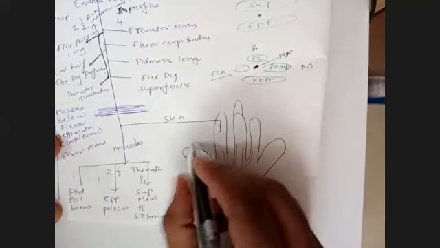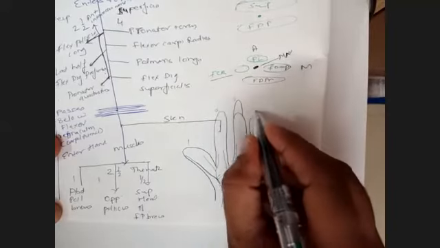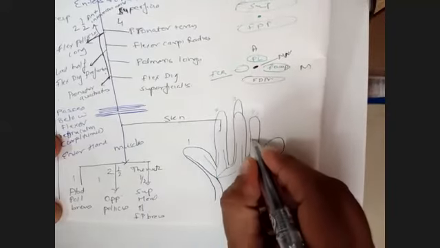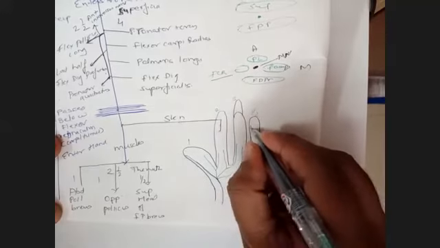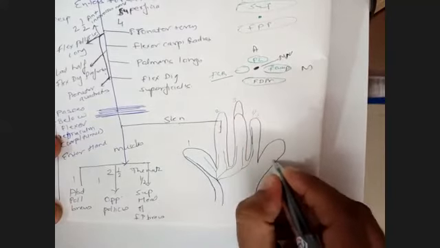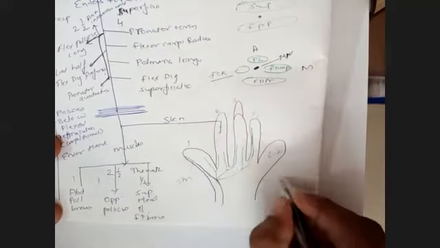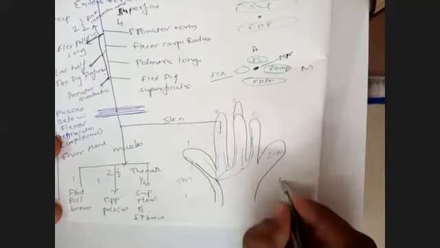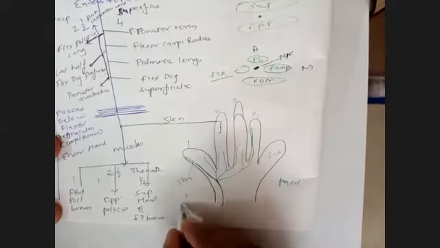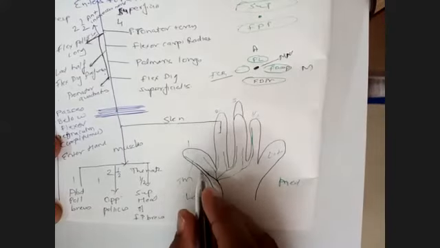So it is supplying 1, 2, 3 and half of the ring finger. It is supplying only half, so the remaining 1.5 will be ulnar nerve. So this is the little finger, this is the thumb. This is the lateral side, and this is the medial side. Okay, and this is the lateral side. Okay, so this is the thumb.